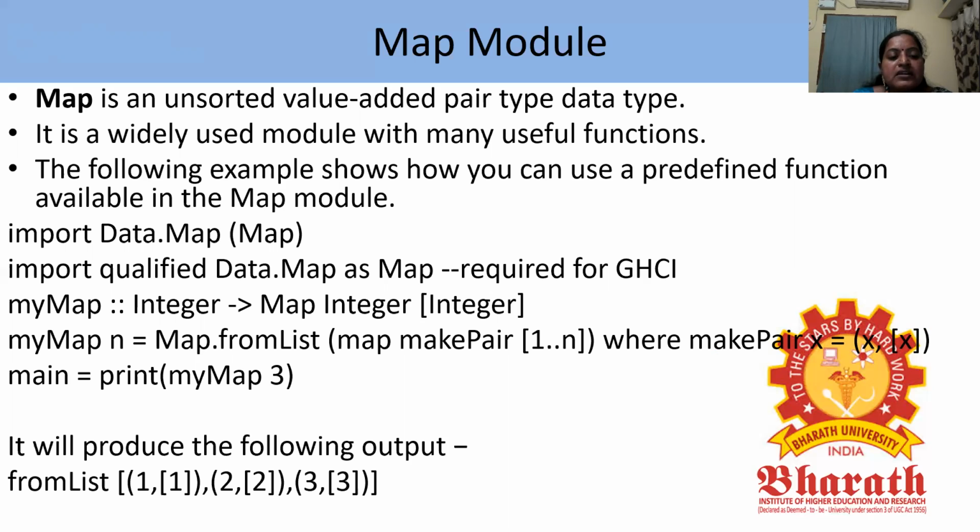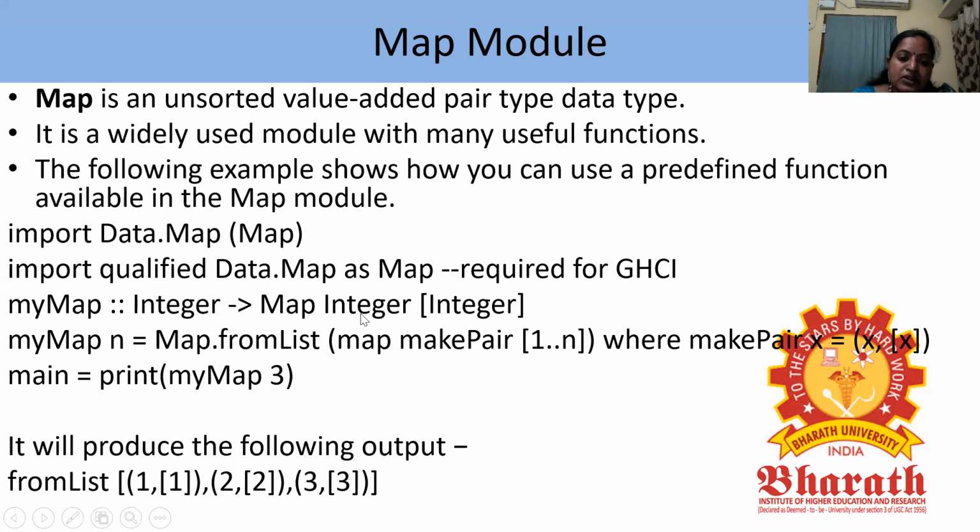So import Data.Map. This is the predefined file in Haskell, and then import qualified Data.Map as Map, required for GHCi. Okay. So another method. Two modules you are going to import in your program, and then myMap is a user-defined function name, double colon, Integer is the input I am going to give, and then I am going to get Map Integer [Integer]. So this is the output I am going to get.